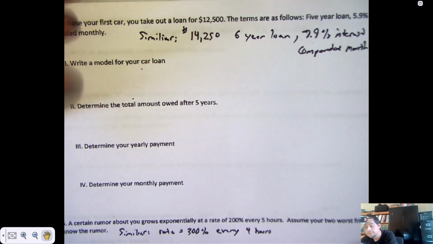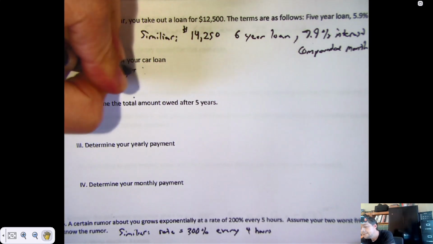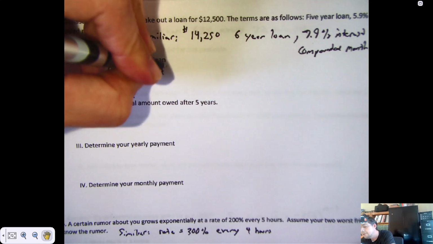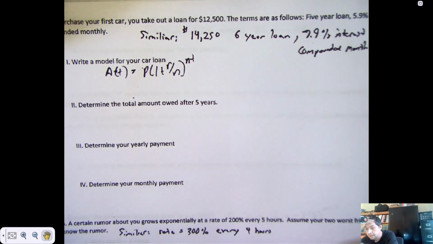So there's a formula you're supposed to know. It's called the formula for compound interest. The amount after time passes is the principal times 1 plus r over n to the n t. Memorize it.